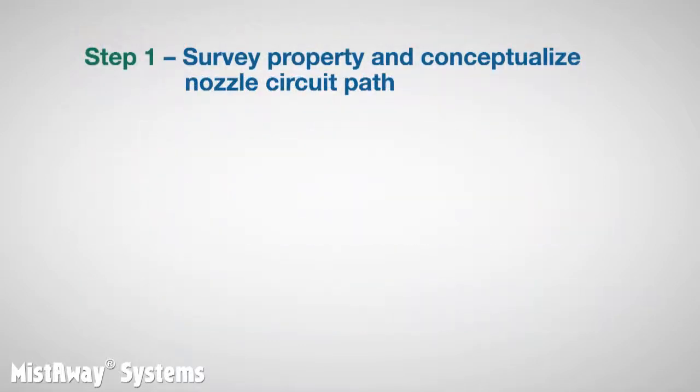In this step, you will make a thorough inspection of the property and conceptualize the path of the nozzle circuit. There are 5 key parts to this step. We'll list them all and then briefly touch on each.